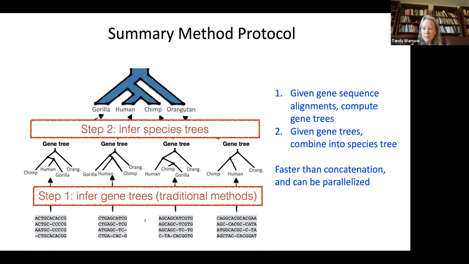From an empirical perspective, it's very fast. It can be parallelized. And the result is that you can get species trees in much less time using summary methods than you can using concatenation. To put that into context, in the avian project, our concatenation analysis took 250 CPU years. And that was for just 48 species, 250 CPU years. Summary methods are much, much, much faster.